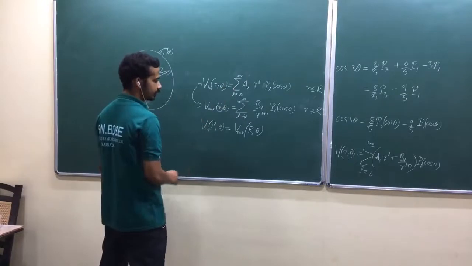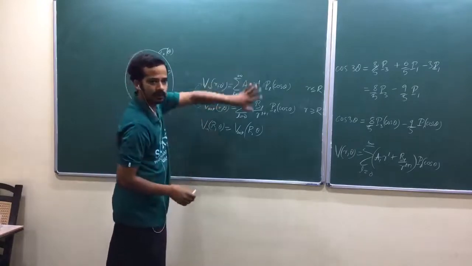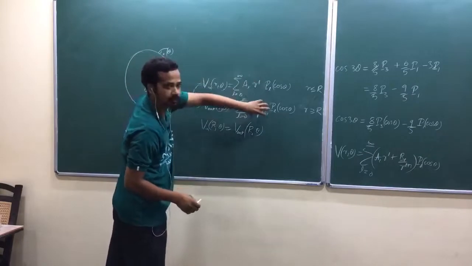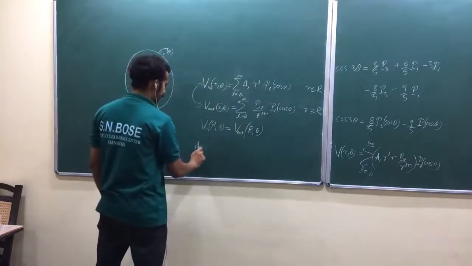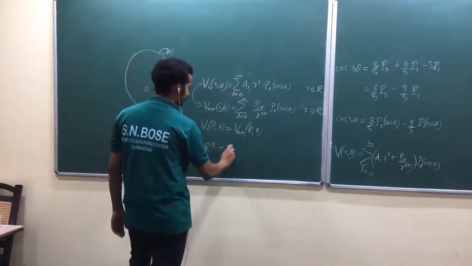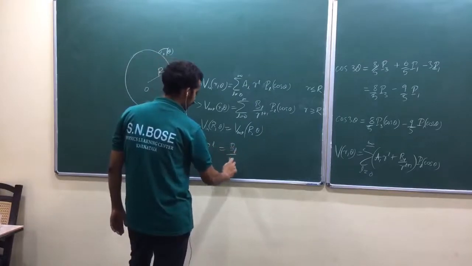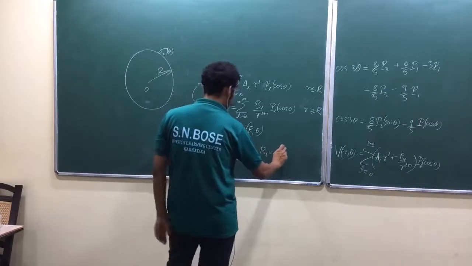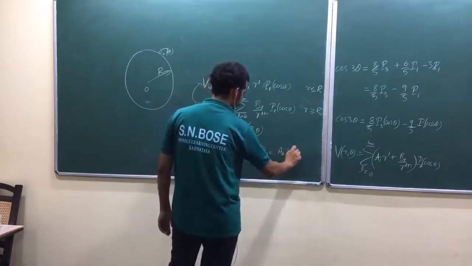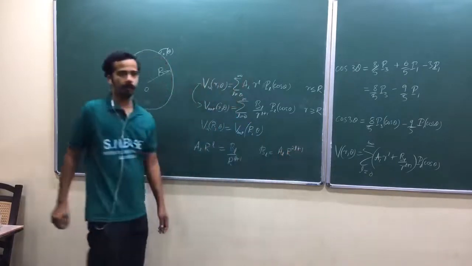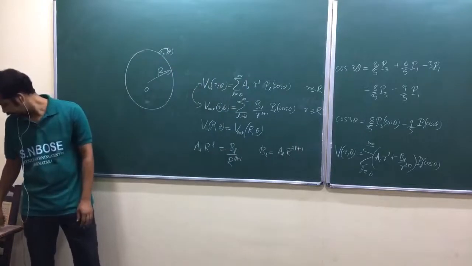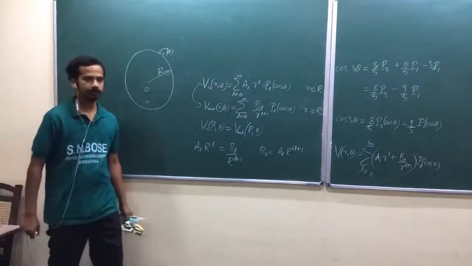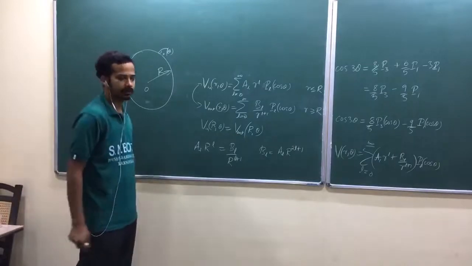What would happen? You can write that directly. This is equal to this one at R equal to capital R. So this part should be equal to this part. AL R power L is equal to BL by R power L plus 1. BL is equal to AL into R power 2L plus 1. Okay, so this is the one condition which gives AL and BL.